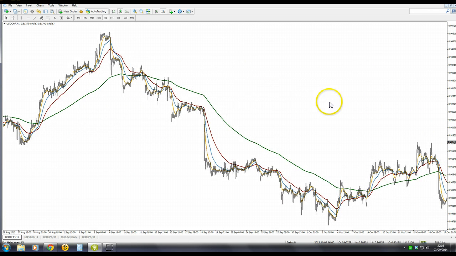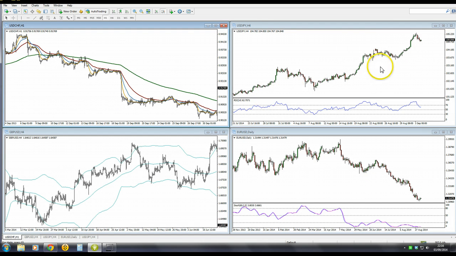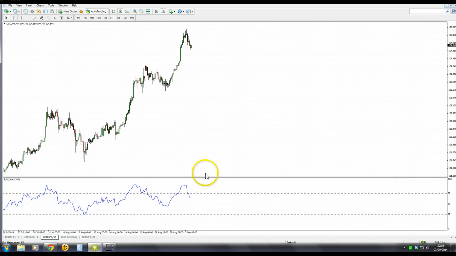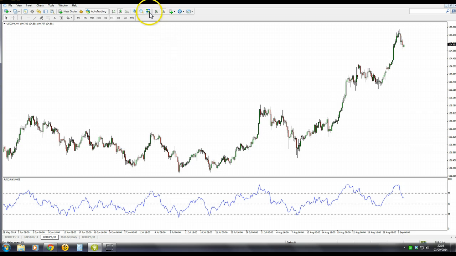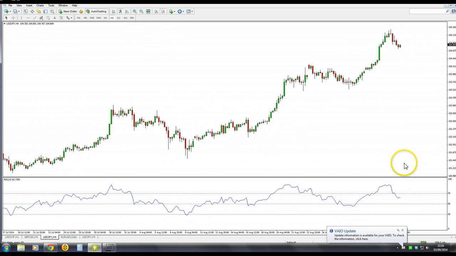Okay, so we'll move on. On this one, this is a RSI, relative strength indicator. This measures the strength in the market, overbought and oversold conditions.